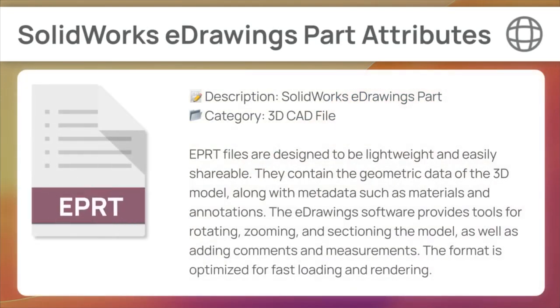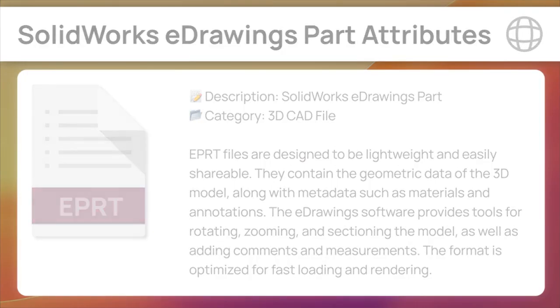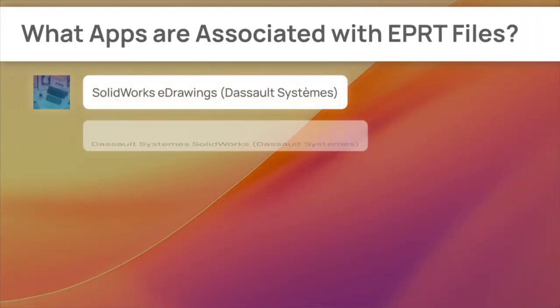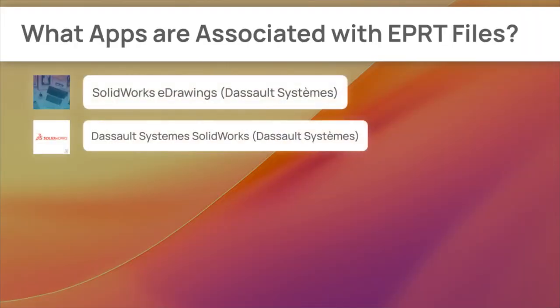They contain the geometric data of the 3D model along with metadata such as materials and annotations. The eDrawings software provides tools for rotating, zooming, and sectioning the model, as well as adding comments and measurements. The format is optimized for fast loading and rendering. The reference software for validating EPRT integrity is SolidWorks eDrawings from Dassault Systems.